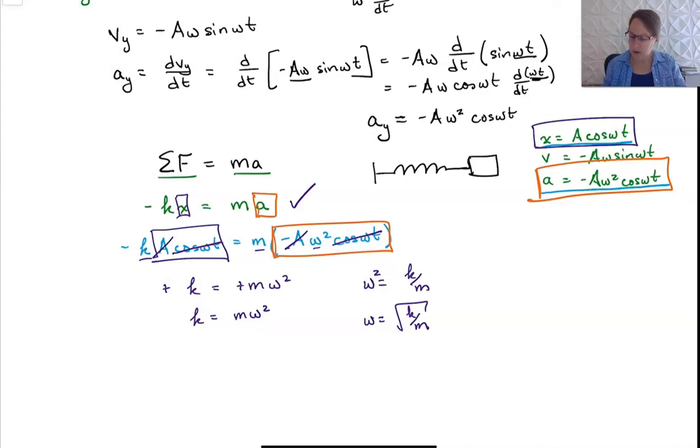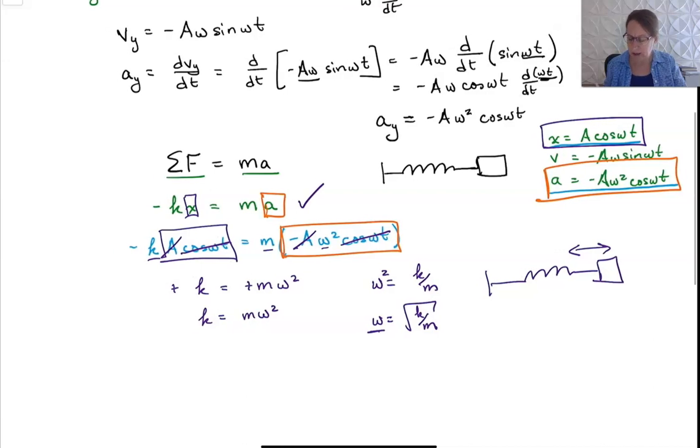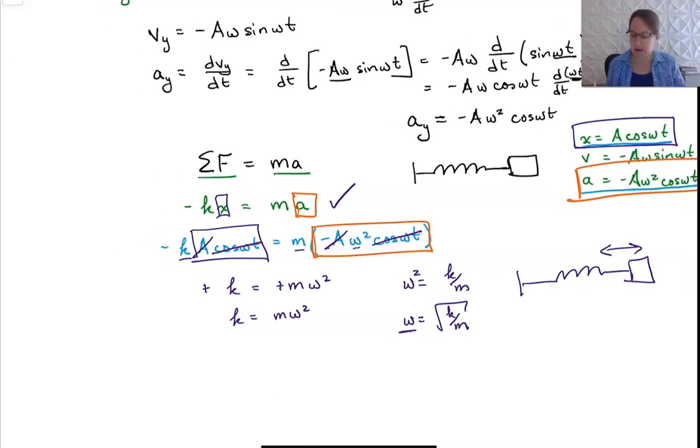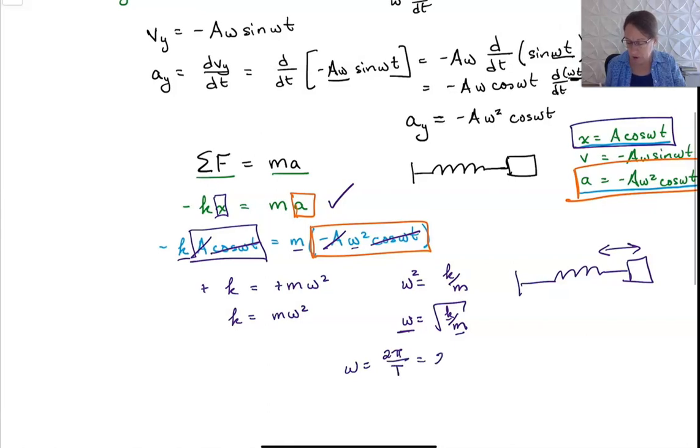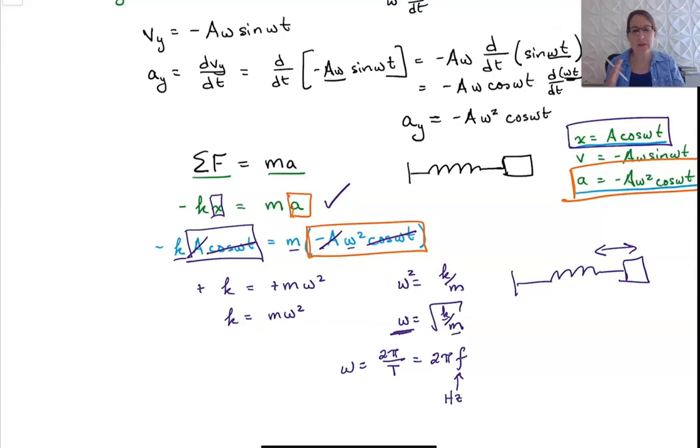So if we set a spring oscillating, we let it oscillate back and forth, then its frequency of oscillation, this omega, how fast it's going to oscillate back and forth, depends on both k and m. And if you remember, omega is equal to 2 pi over the period, which we can also write as 2 pi times the frequency, where our frequency is measured in hertz, if you like. So as you have a bigger omega, you have a higher frequency. It goes back and forth more frequently.